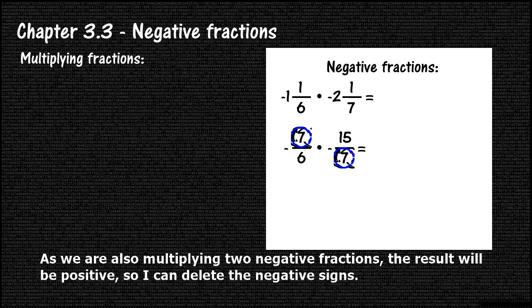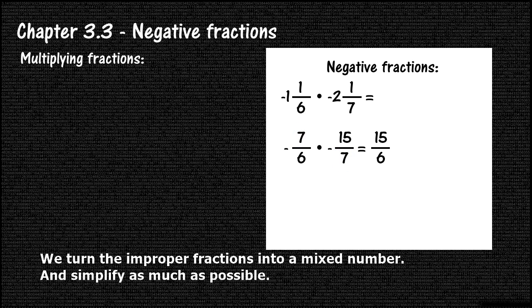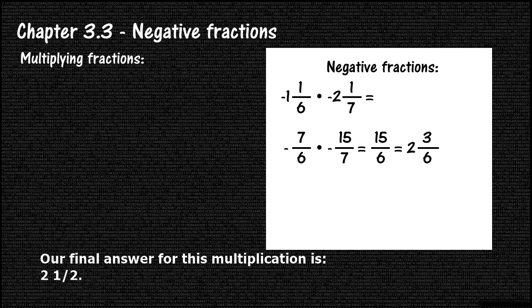And as we are multiplying two negative fractions, the result will be positive. So I can delete the negative signs. We now have the line 15 over 6. We turn the improper fraction into a mixed number and simplify as much as possible. Our final answer for this multiplication is 2 and 1 over 2.